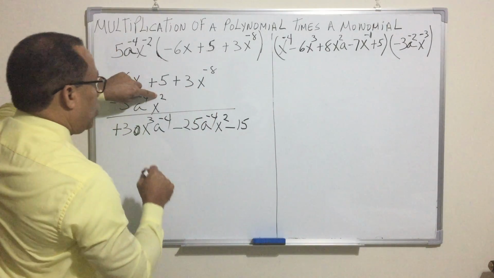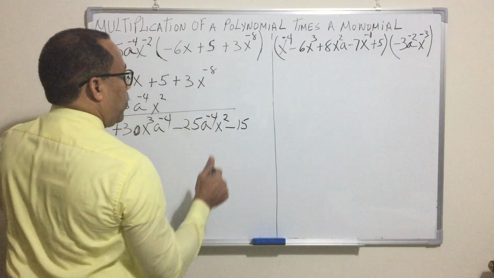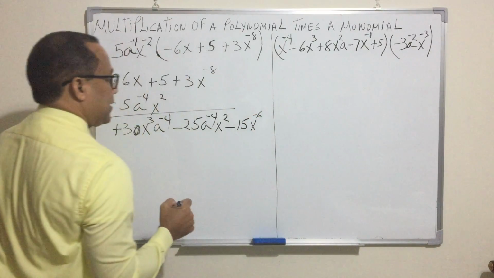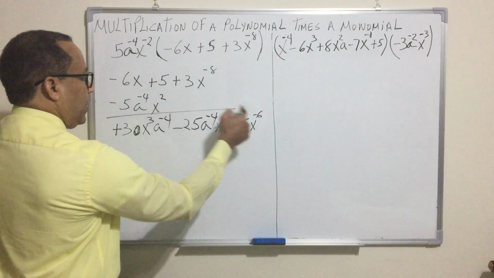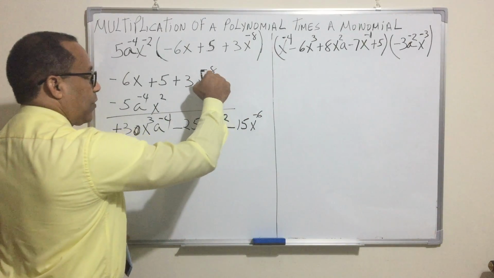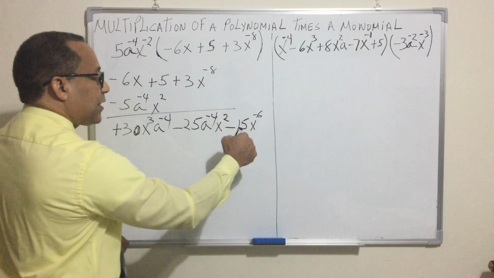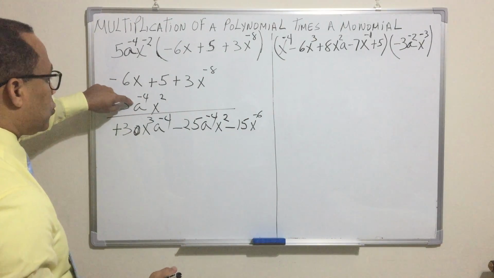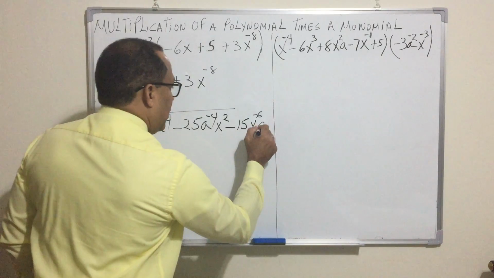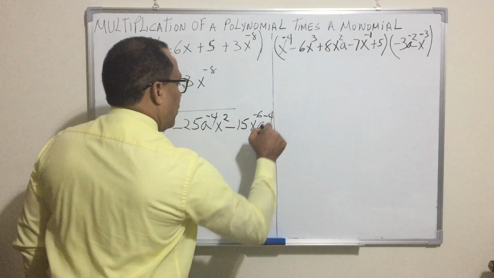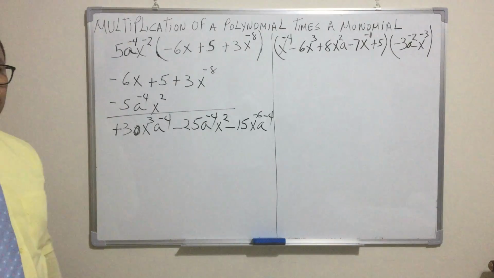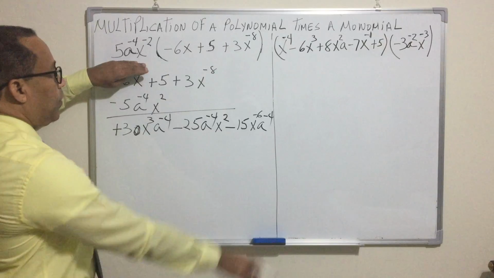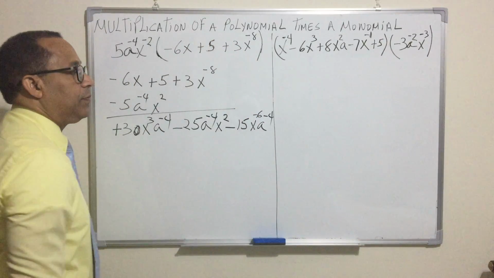So 2 minus 8 will be x to the negative 6, because 8 minus 2 is 6, and the 8 is the greatest number. It has a negative sign, so it's x to the negative 6. And do not forget also to bring down the a to the negative 4. And this is the result for the multiplication of this monomial times this polynomial.